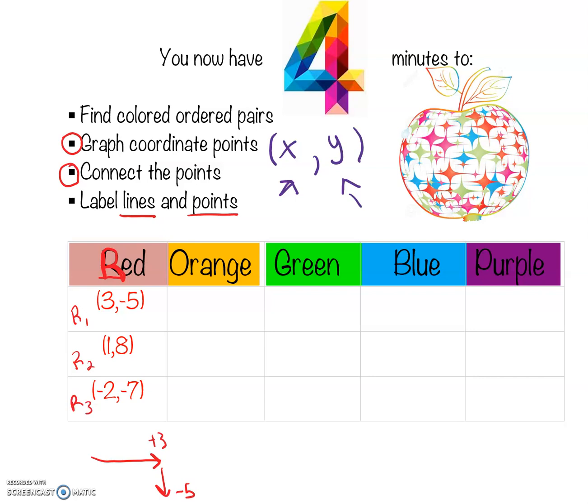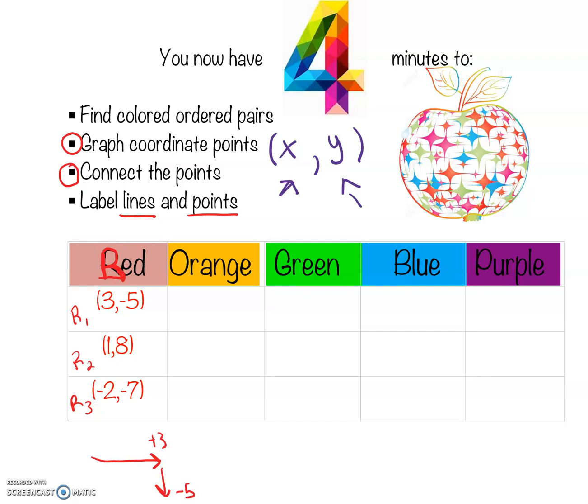This will help you keep track of which lines are red and which points might come from orange, green, blue, or purple. We want to make sure that we're able to see the different lines if we don't necessarily have different colors, because sometimes we don't have the ability to use multiple colors. We only have a pen or a pencil.